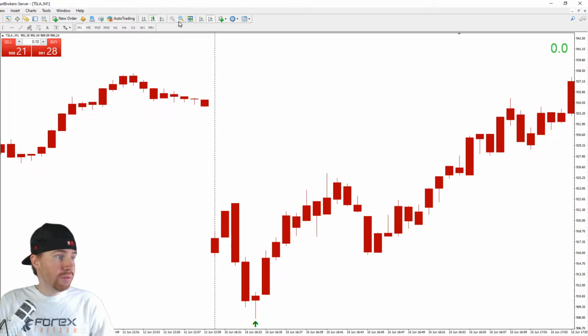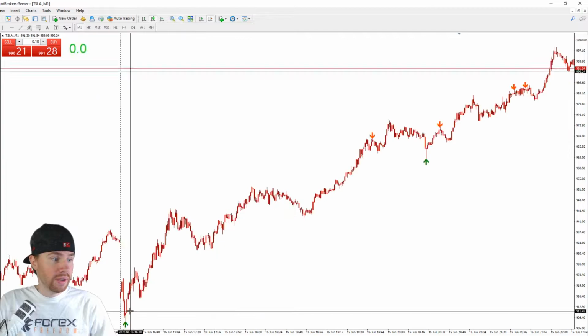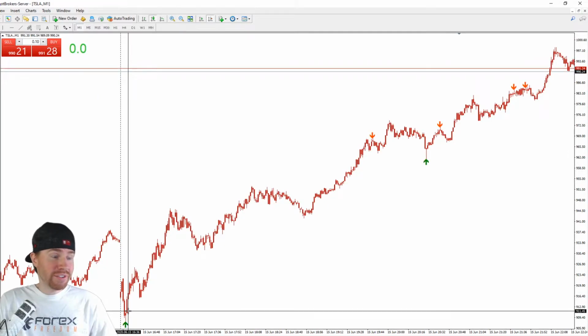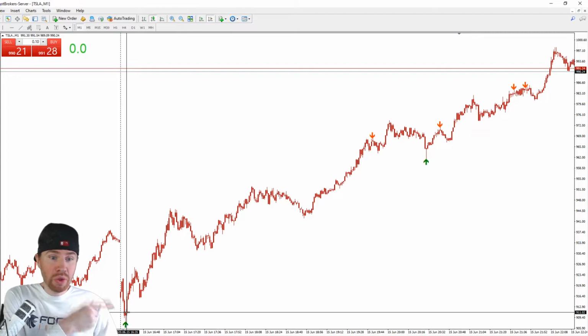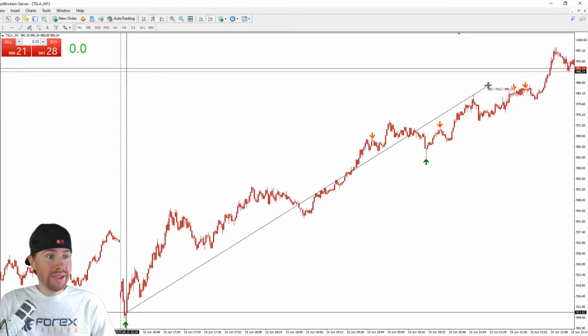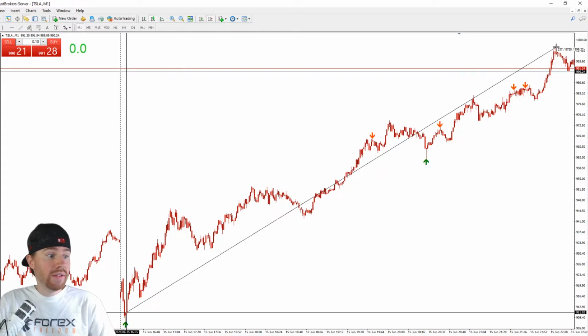But let's go ahead and zoom out and see how far Tesla actually reversed once this kangaroo tail printed. Let me tell you, these little kangaroo tails are vicious little creatures. A lot of traders think there's only bulls and bears, but there's a third animal in the market and it's called the kangaroo. But anyways, if we look at this candle right here, we can see Tesla rallied the whole day until the close, went from 910 all the way up to 998. And if you're trading this on leverage or margin, this would be an 870 pip move off of a kangaroo tail.